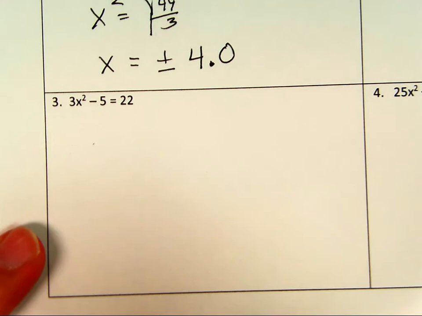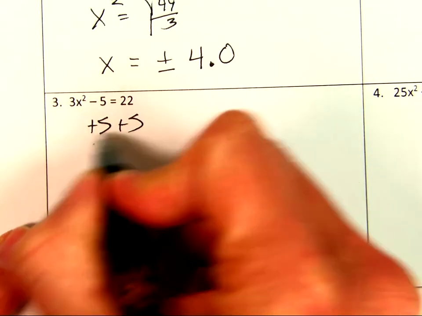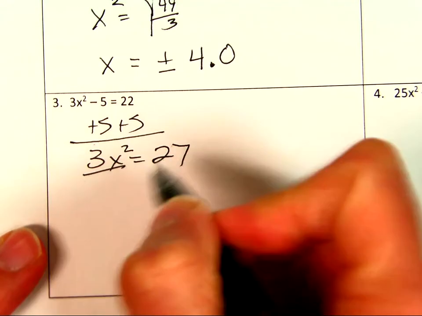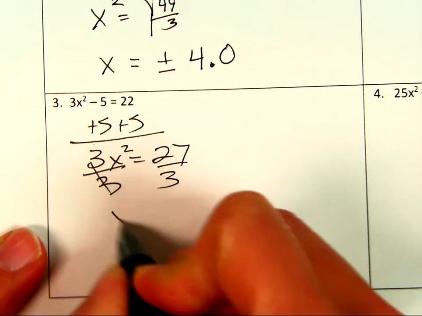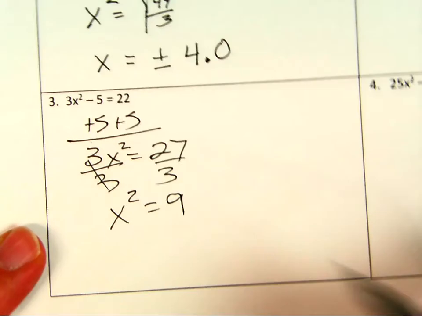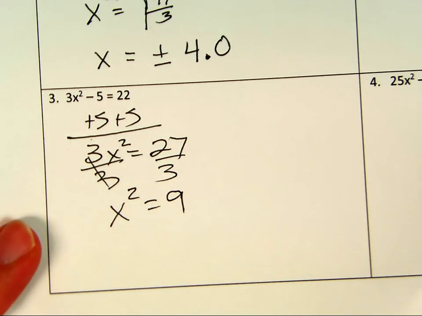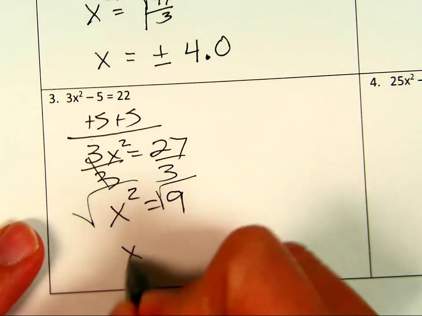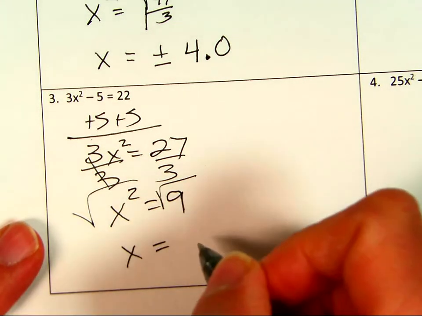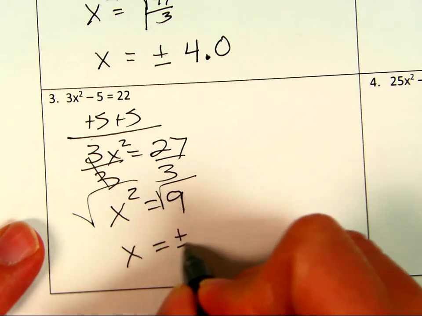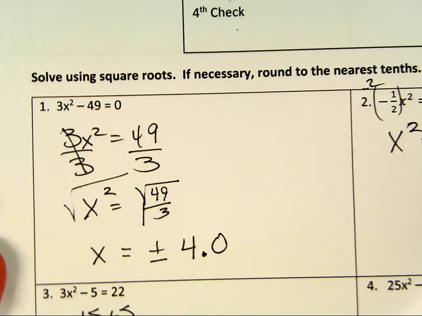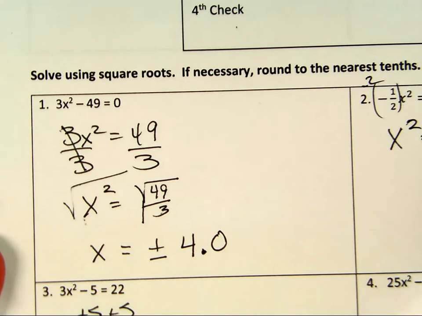Okay, so we're going to add 5 to both sides because we're trying to get x squared alone. And then divide by 3. X squared equals 9. This time we don't have to round because we know the square root of 9. We take the square root of both sides, right? Square root of 9 is plus or minus 3. So that's our answer.